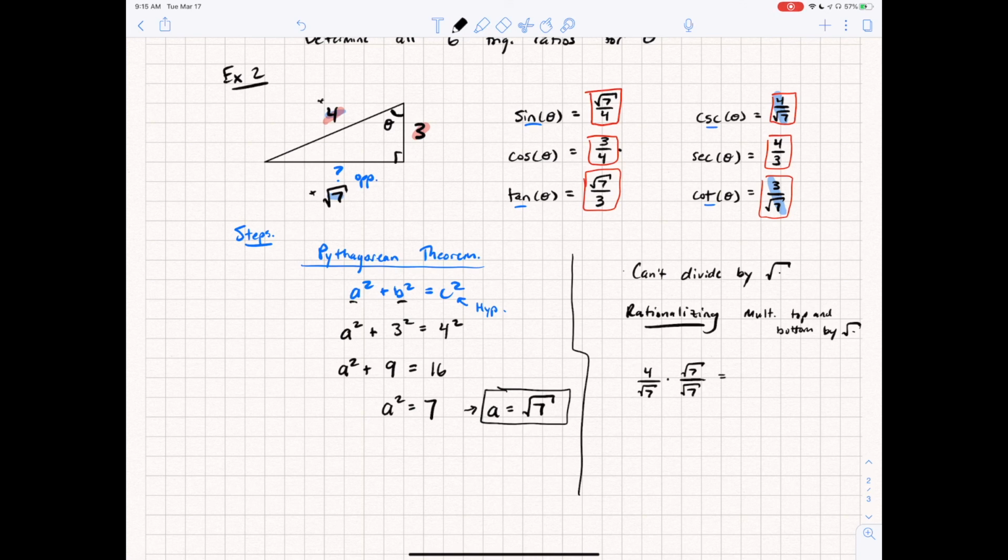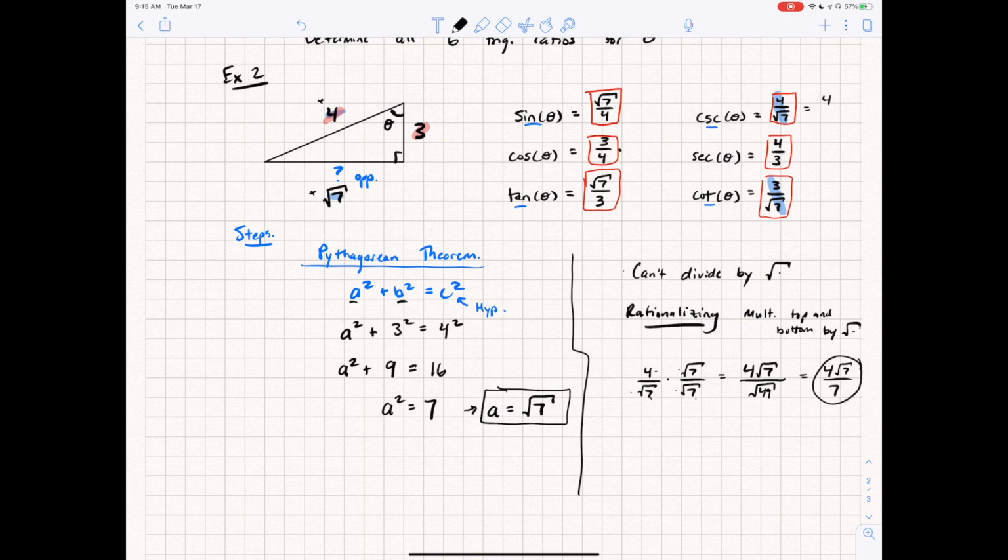When I multiply up top, I'm just going to multiply 4 times root 7, so that's literally 4 root 7. Over, when I'm multiplying with these square roots, we multiply outsides together, so 1 times 1, and insides together, 7 times 7. So I would get root 49. And then now I'm going to simplify. Well, up top I can't do anything, but the square root of 49 is 7. This is my final answer.